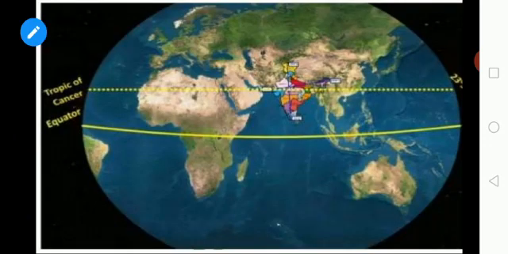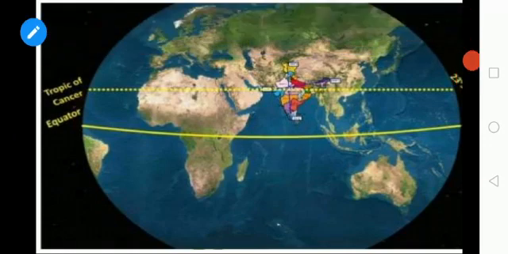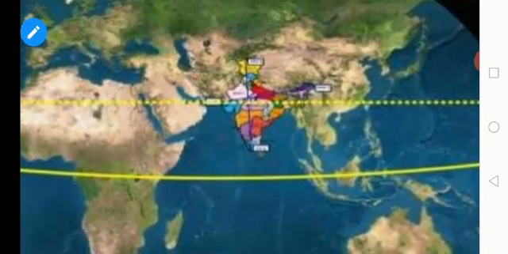Then you could see our India, where it is located in the area, isn't it? Could you see this? Yeah. So, the dotted line is the Tropic of Cancer, okay dear, and the continuous line below our India is the equator.